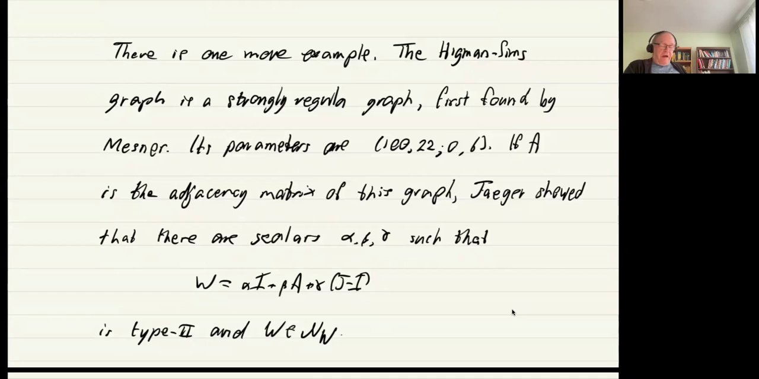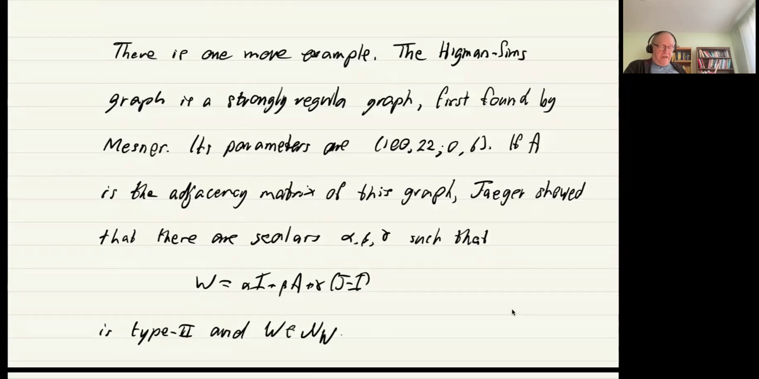So it's a strongly regular graph on 100 vertices. Valency is 22, regular graph, 100 vertices. There are no triangles, and any 2 vertices at distance 2 have exactly 6 common neighbors. And Jaeger showed that if A is the adjacency matrix of the graph, then there are scalars alpha, beta, gamma, such that this linear combination is type 2, and W is in its own Nomura algebra.